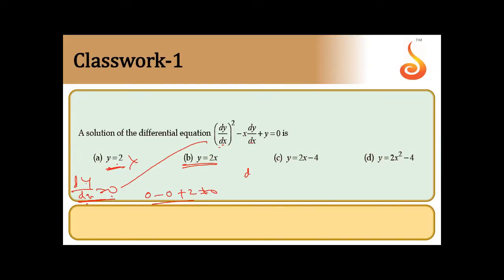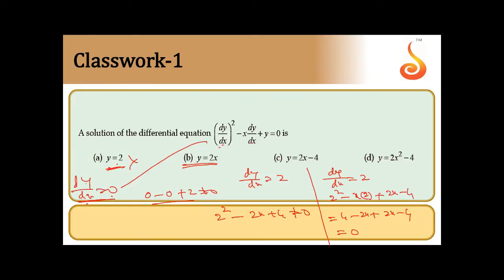Second option, dy by dx equal to 2. That means here 2 square minus 2x plus 4. This is also not 0. Now go to the third option. Third option, dy by dx equal to 2. Now substitute the value: 2 square minus x into 2 plus y value. Y is 2x minus 4. So 4 minus 2x plus 2x minus 4. What do you get? 0, got it. Now this is the solution of the equation.